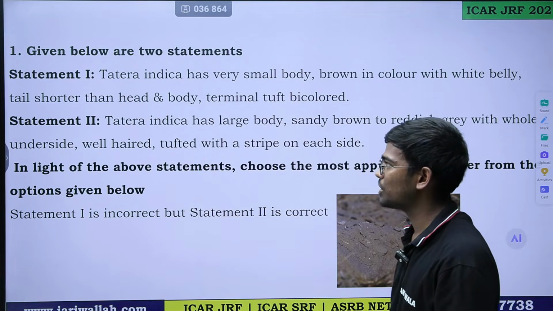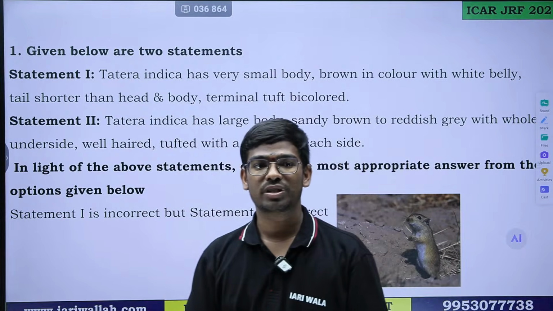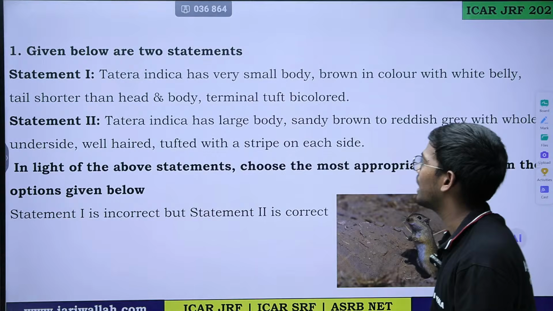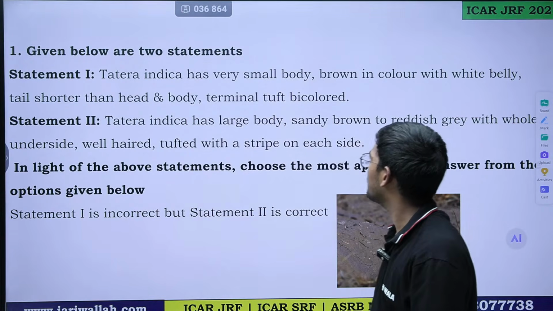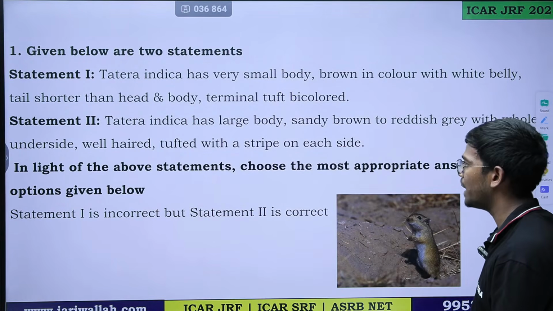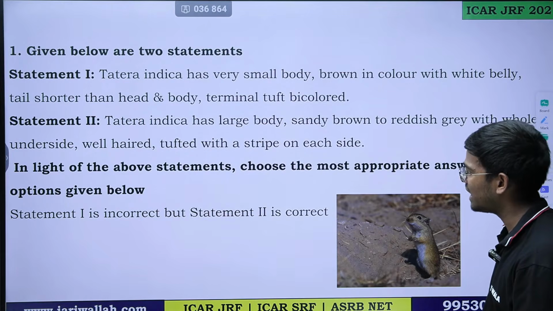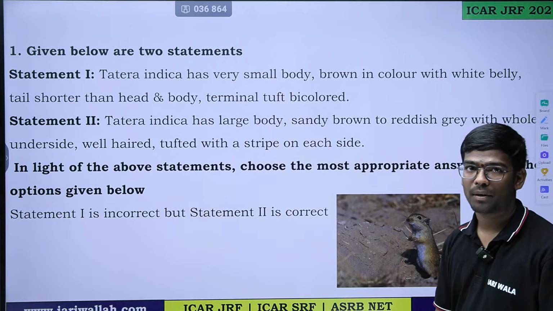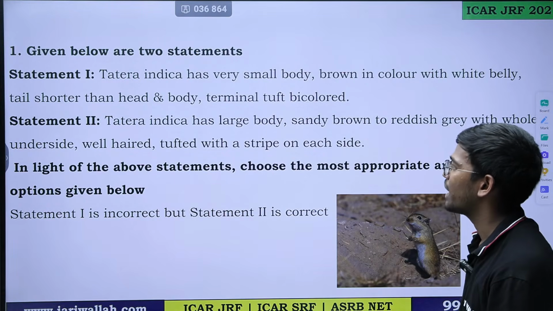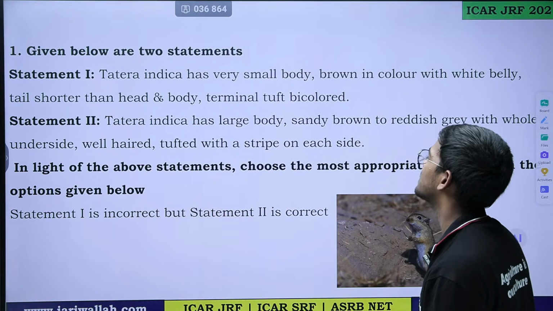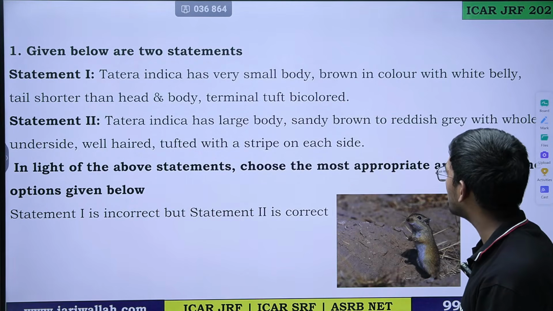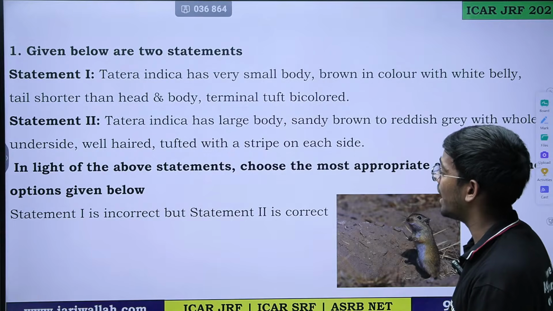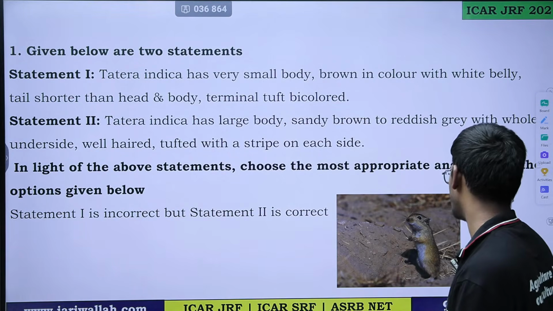In the first question, we are given two statements. Statement 1: Tatera indica has a very small body, brown in color with a white belly and a tail shorter than the head and body, and a terminal tuft that is bicolored. Statement 2: Tatera indica has a large body, sandy brown to reddish grey with whole underside, head tufted with a stripe on each side.